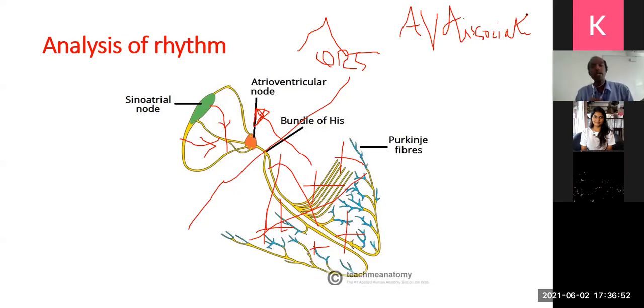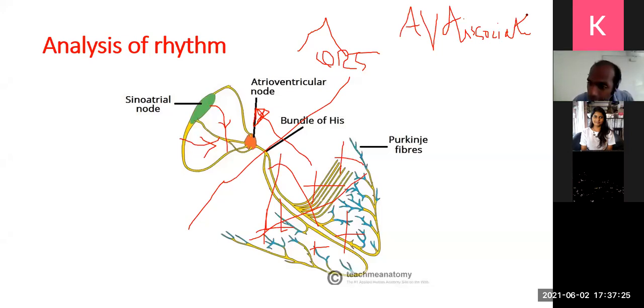Sinus rhythm: normal P, normal QRS and T. Atrial rhythm: abnormal P, normal QRS, normal T. Nodal rhythm: no P or very small retrograde P because the current can go back from the node, but normal QRS, normal T. Ventricular rhythm: completely chaotic, odd-looking QRS, and atrioventricular dissociation. That is the story.